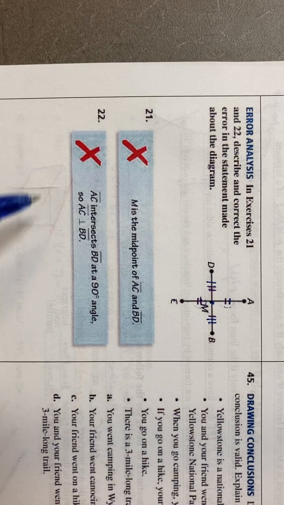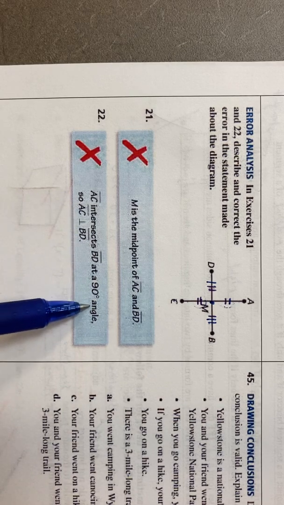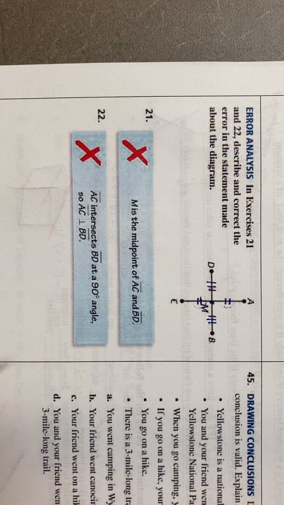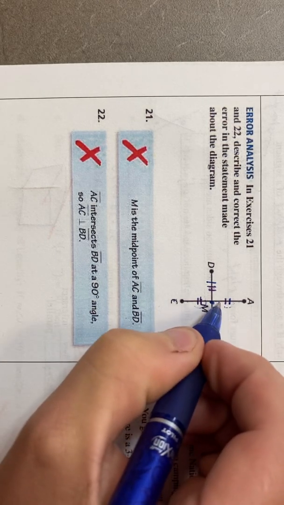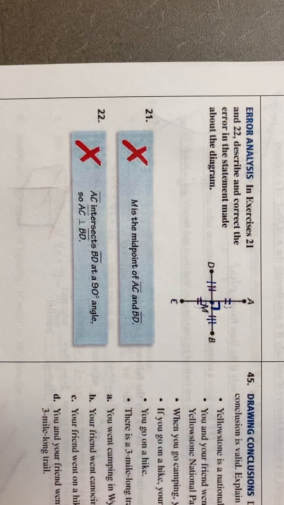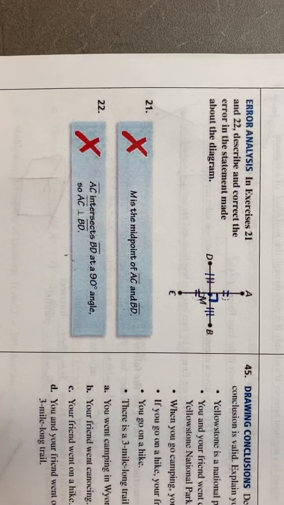Okay, next, can we conclude that they intersect at a 90-degree angle? And the answer is no, because there's no right angle symbol. But we can correct that. If we put the right angle symbol, now we can make the conclusion that they are perpendicular.